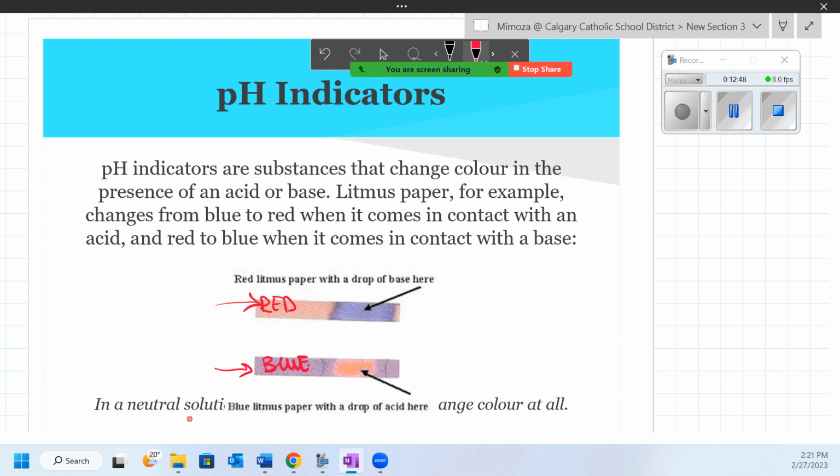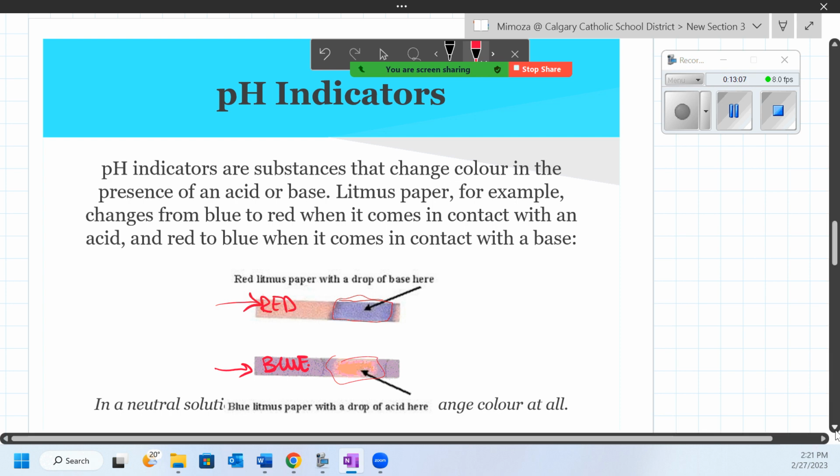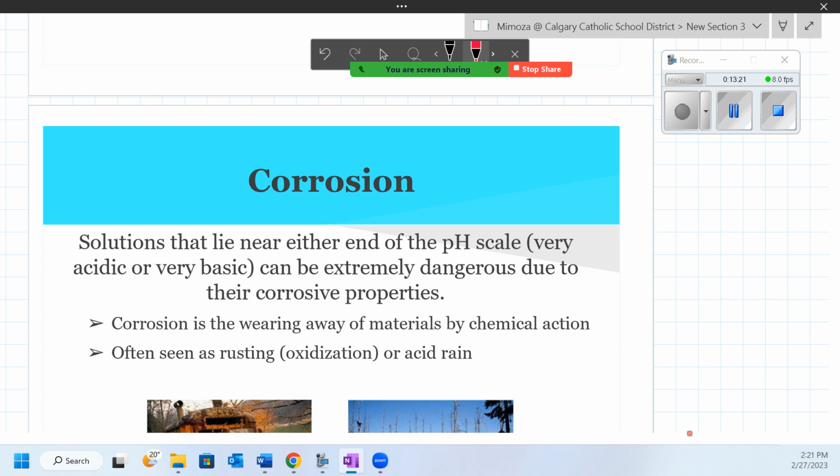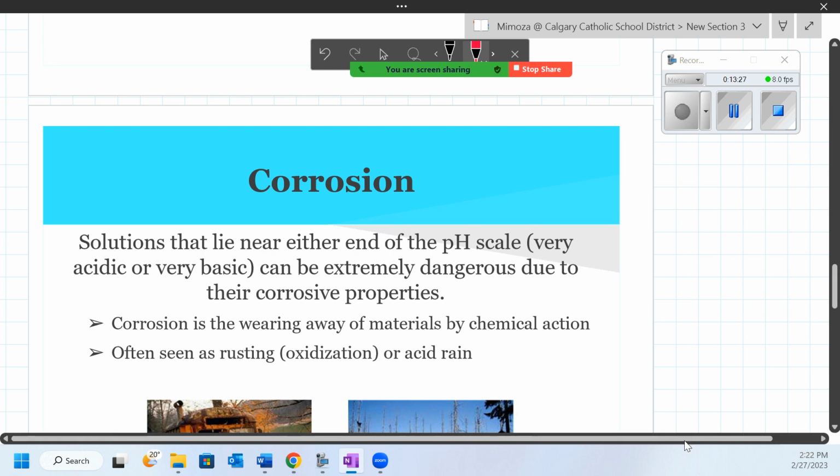When you drop a base onto the red litmus paper, then it turns blue. And when you drop an acid, or you put the blue litmus paper into an acidic solution, then it will turn red. Those are the 2 indicators that we use in Science 14 in terms of defining what type of solution you are dealing with, an acidic solution or a basic solution. However, just so you know, litmus papers are not the only indicators that we use in chemistry. Actually, there are plenty.